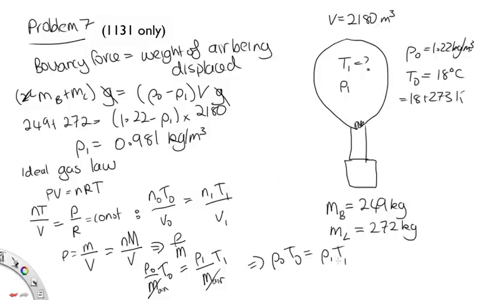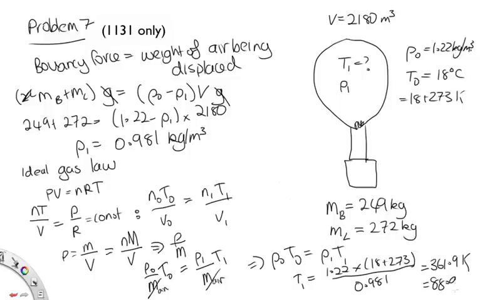And so solving this for T1, which is what we're trying to find, we have rho naught, which is the 1.22, times T naught, which is the 18 plus 273, over rho 1, which we found up here at 0.981. This gives us a final answer of 361.9, and that's in kelvins. So just subtract the 273 from that, and we end up with 88.9 degrees C.